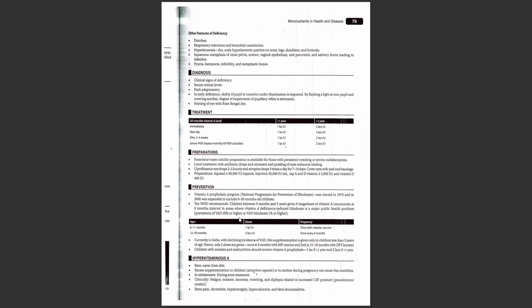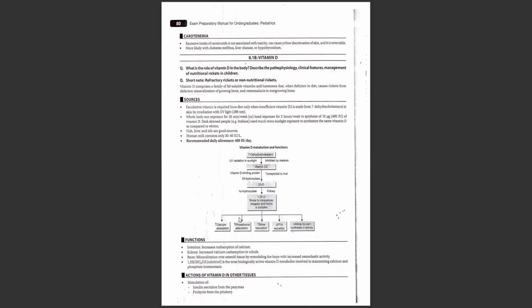Clinically, it presents with fatigue, malaise, anorexia, vomiting, and diplopia. That diplopia is related to increased CSF pressure, and that condition is called pseudotumor cerebri. There are also bone pain, dermatitis, hepatomegaly, hypercalcemia, and fetal abnormalities. So that is all about vitamin A.